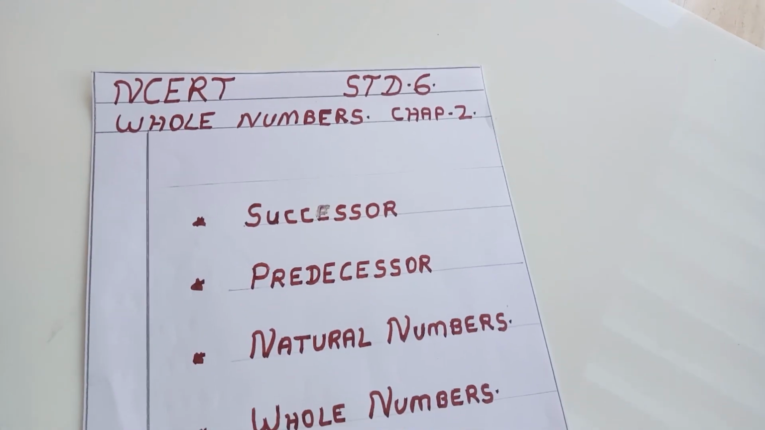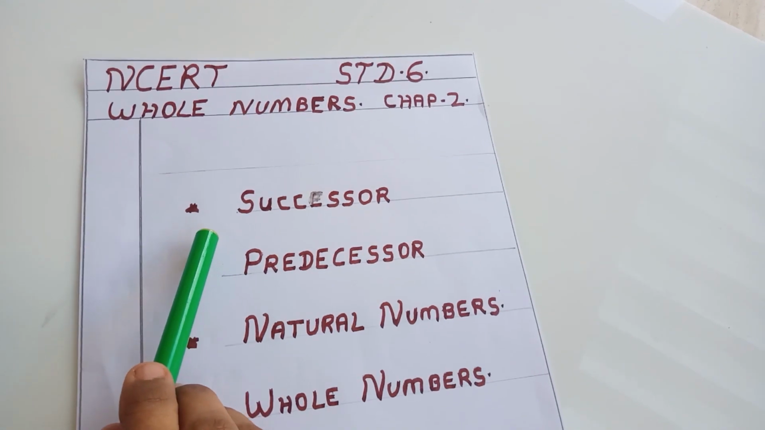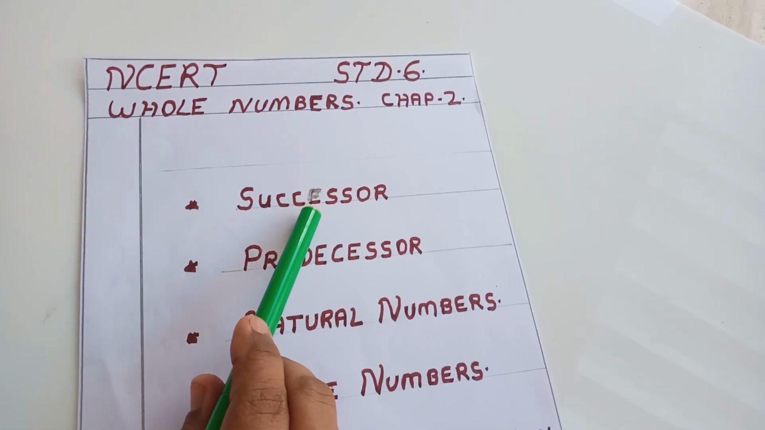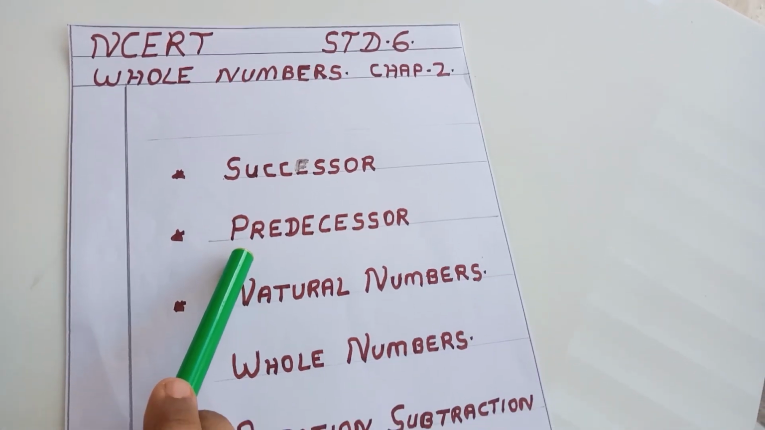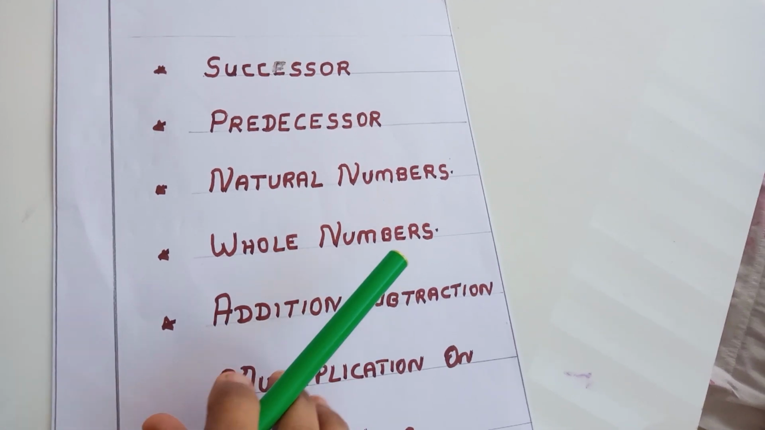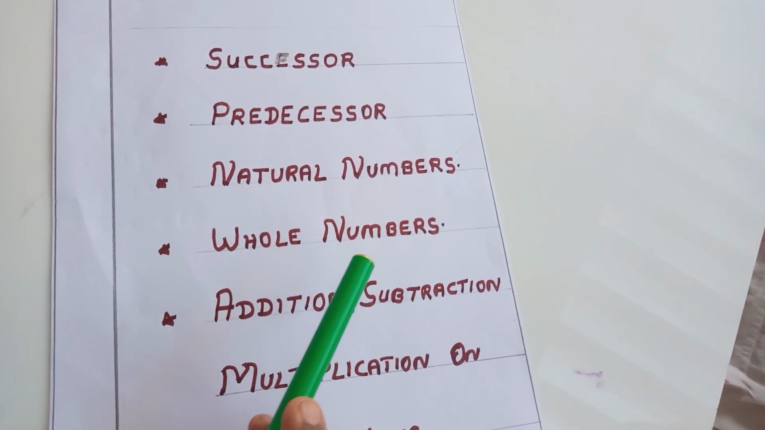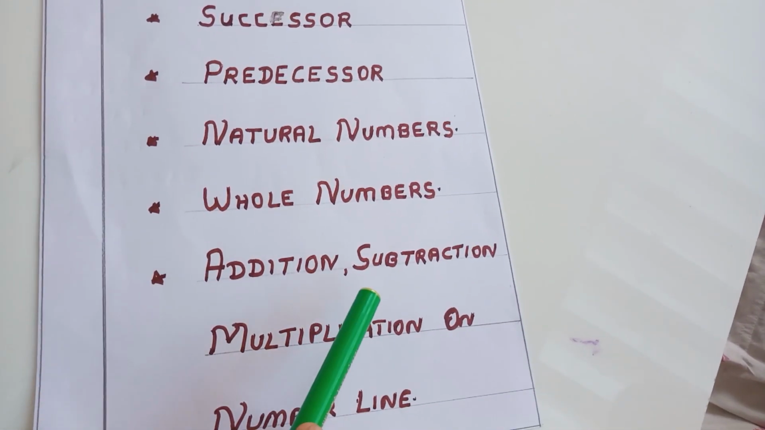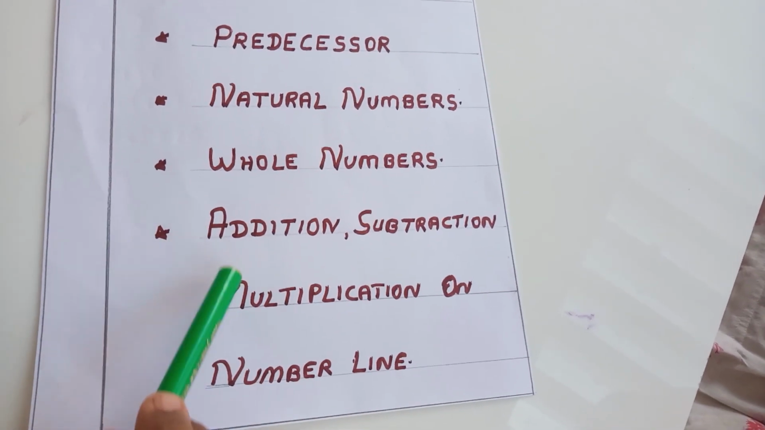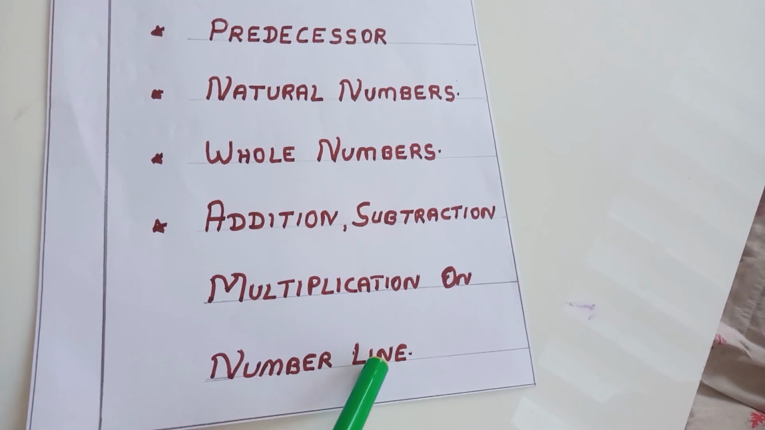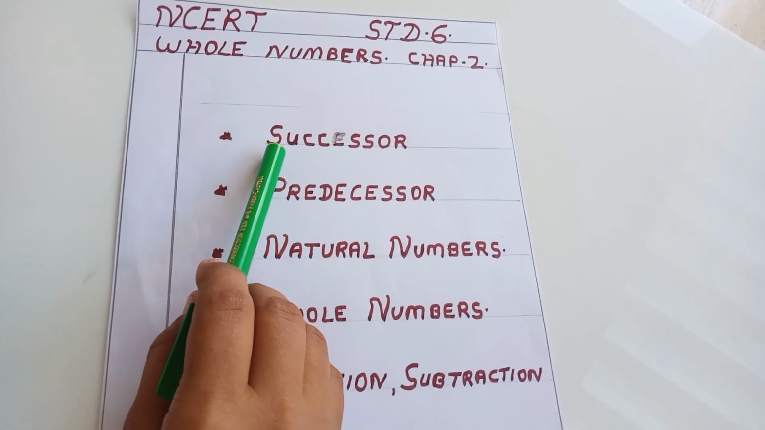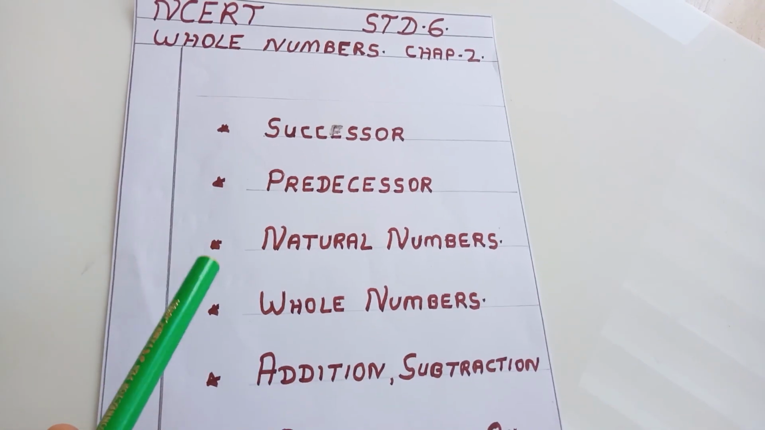Myself Amy Bijoy. For doing the first section of this chapter, we should learn what is the meaning of successor, what is the meaning of predecessor, what you mean by natural numbers, and what you mean by whole numbers, and addition, subtraction and multiplication on the number line. So, for this section, we should learn what you mean by a number line also. Don't worry kids, by hearing the names successor and predecessor, it's a very easy topic.